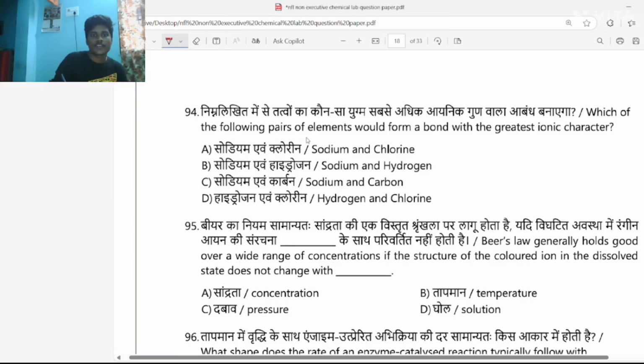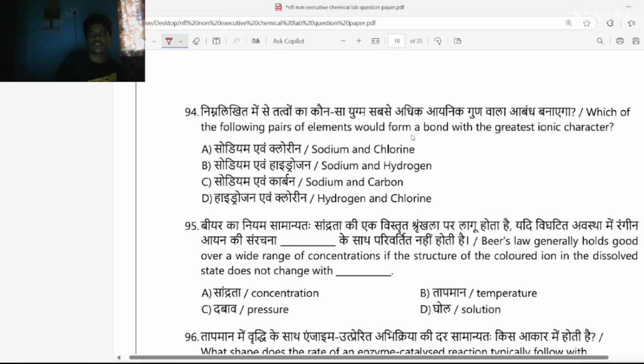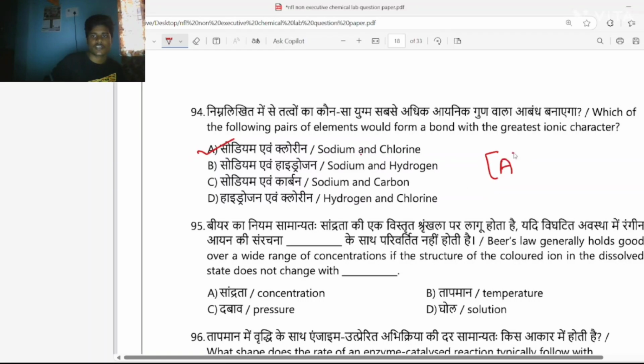Next question. Beer's law generally holds. Here it is talking about only Beer's law, not Beer-Lambert law, right? Beer's law holds good over a wide range of concentrations if the structure of the colored ion in the dissolved state doesn't change with the concentration. Option A is the correct answer.